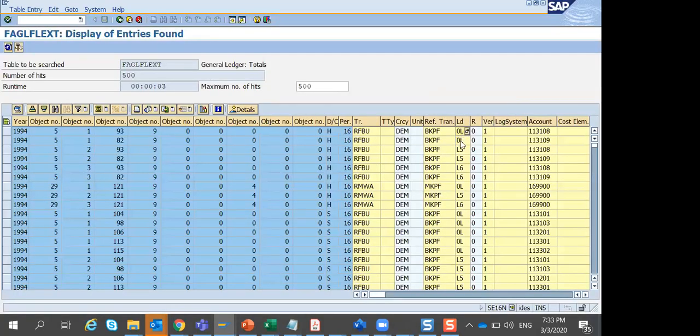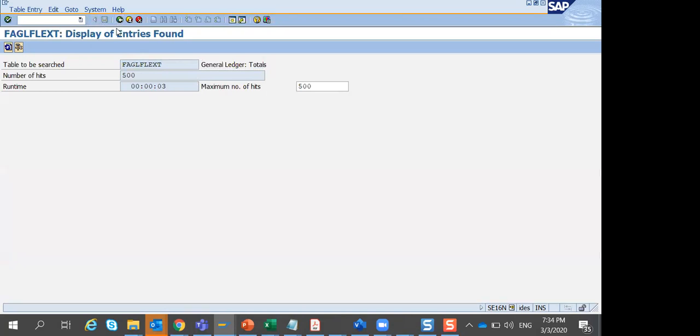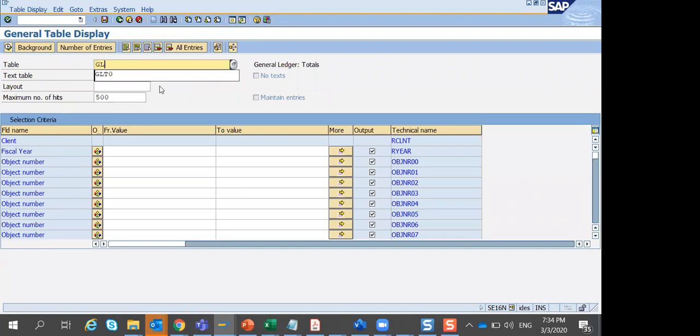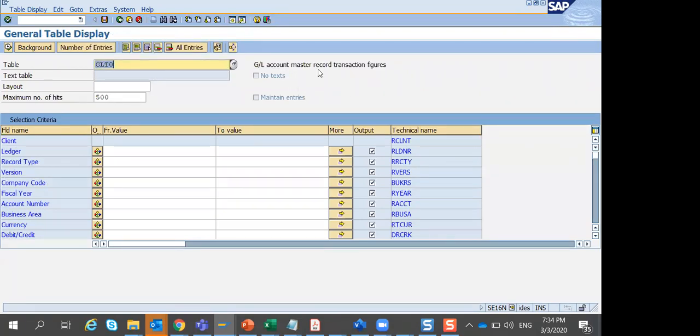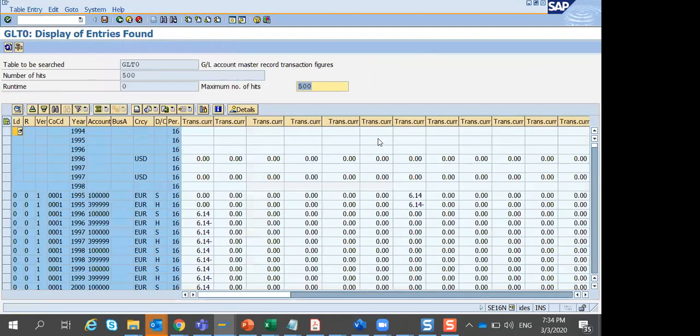So this is the table, the Fagoflix table. It shows the ledger information, as you can see. That's why we call it the totals table. It has all the information about the ledgers. If I go to GLT0, this is also called a record table. If you see here, it doesn't have the ledger information.